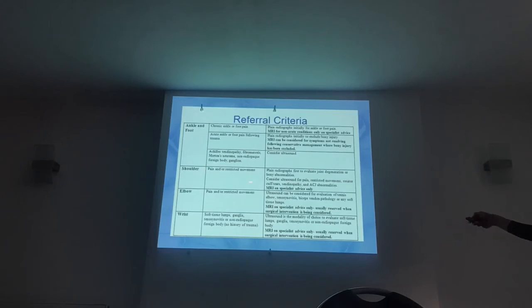Same for the shoulder. First line of investigation would be x-ray, if you're looking at just joint degeneration or any bony abnormalities. Otherwise, if you're looking for any tendinopathies or tears, then you would send them for an ultrasound. But if you want more specific information on anything to do with tears or tendon pathologies, then you have to send them for an MRI scan.